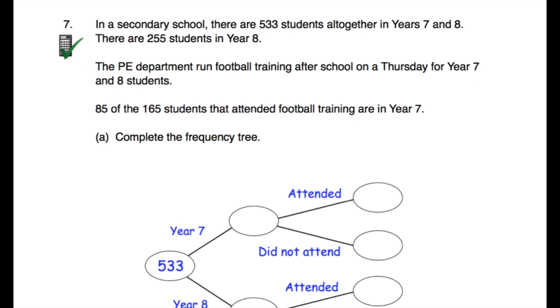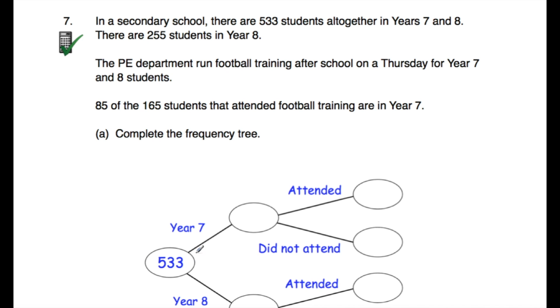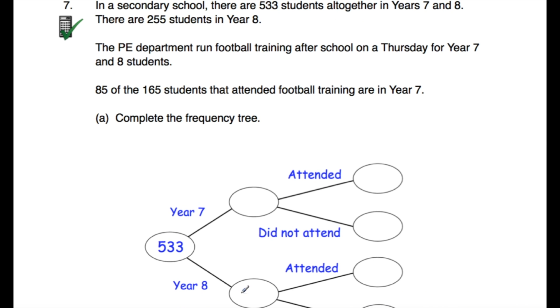Okay, question number 7 says, in a secondary school, there's 533 students altogether in year 7 and 8. And there's 255 students in year 8. Actually, let's work out how many year 7s there were, because if we do 533 take away 255, and it's a calculator question, that's nice, we can work out how many year 7s there were. So 533 take away 255 is equal to 278. So there's 278 year 7s.